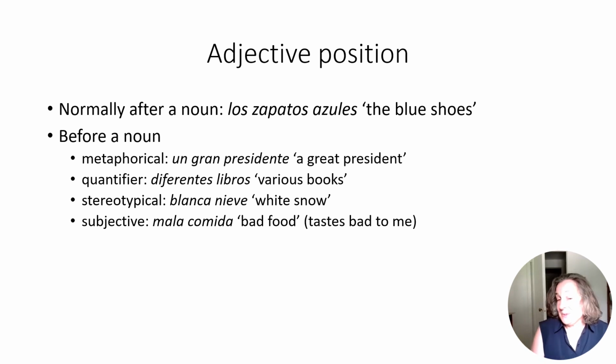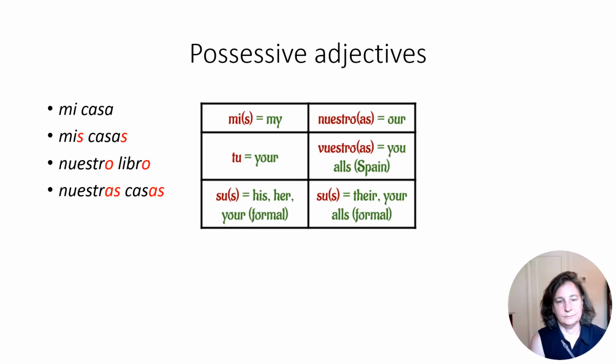Or stereotypical adjectives, blanca nieve, white snow, or something that's subjective, mala comida. If the food is actually bad, like rotten, you would say comida mala. But mala comida is the subjective impression.